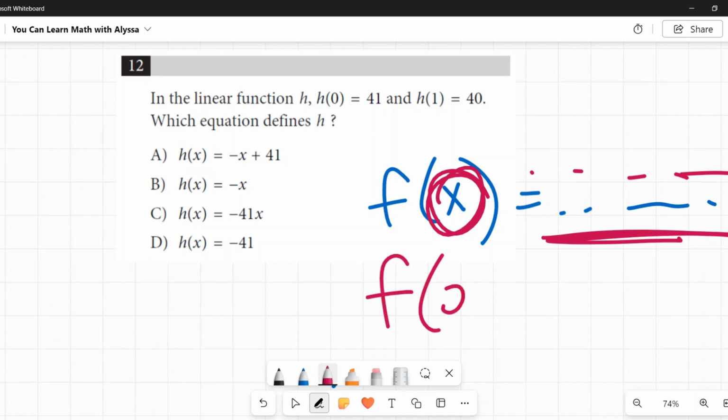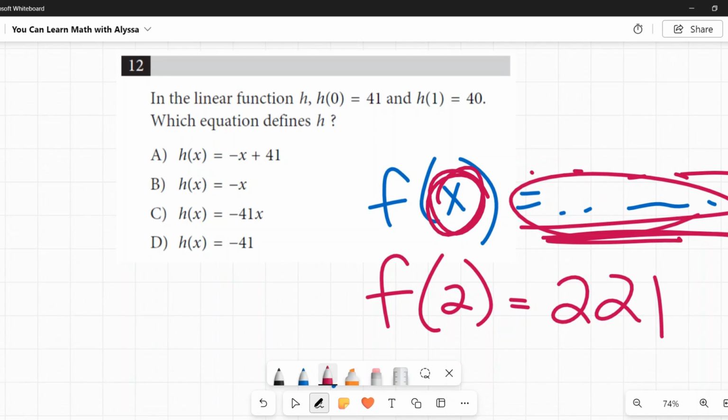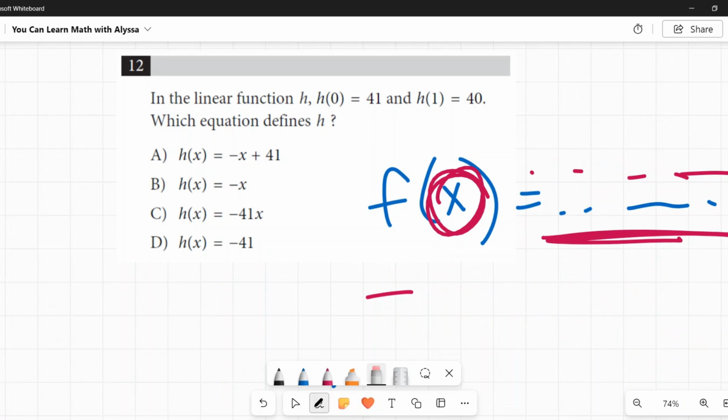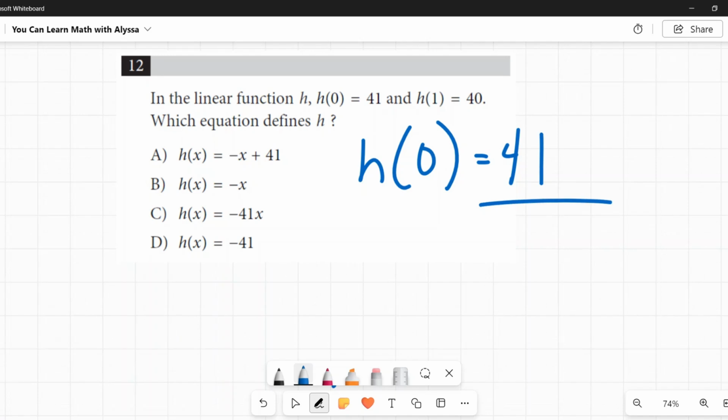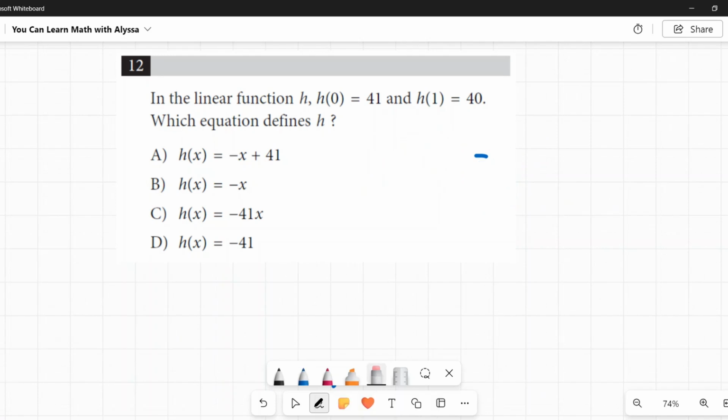So it might say, oh, f of 2 equals 221. It means I took 2, I plugged it in wherever there was an x in this equation, and the answer I got after I did the math was 221. All right, so this one they're saying h of 0 was 41. There was an equation, they plugged in 0 wherever there was an x, and then they did the math, and they got 41. It's asking which equation defines h. So let's go through these, and let's just start with h of 0 equals 41, and then we'll move on to the second one. We're going to do each one of these in turn and see what we find out.